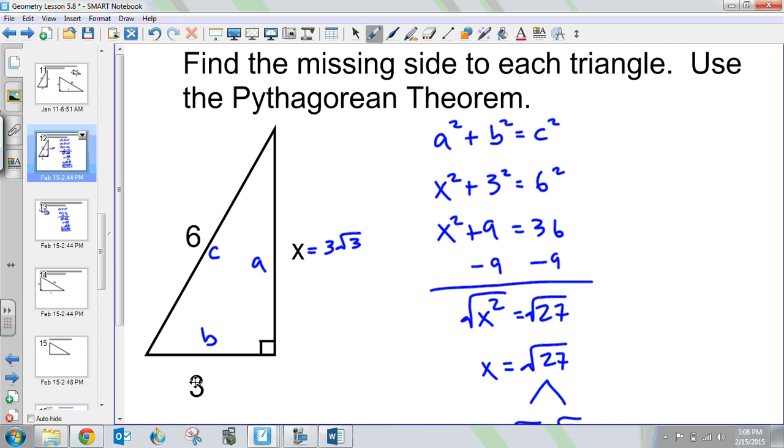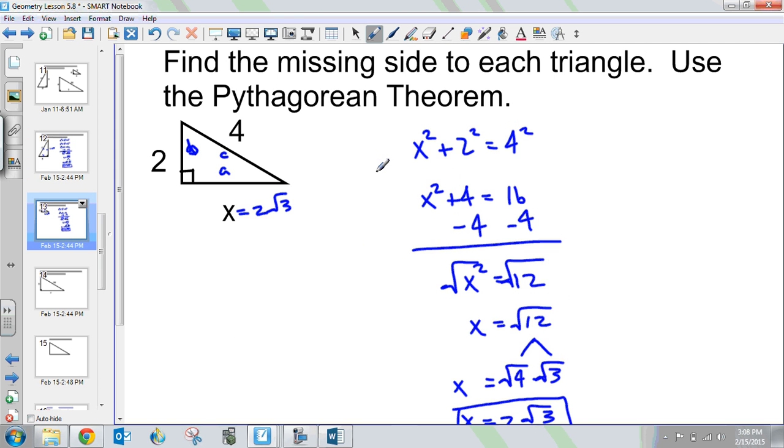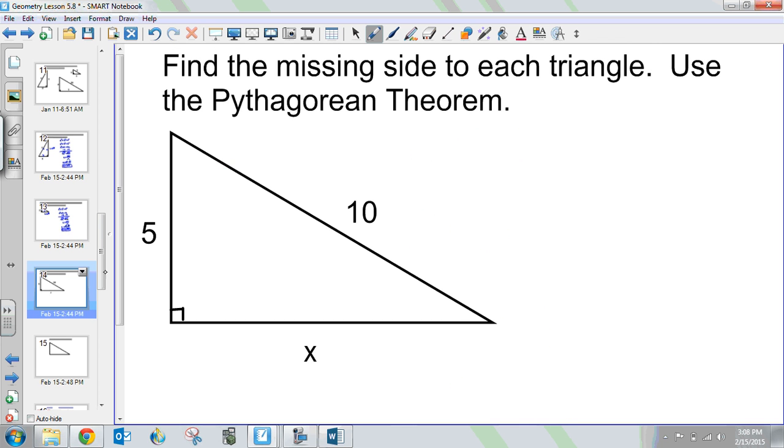I also noticed that 3 is half the size of the hypotenuse, so the hypotenuse is double this length. Okay, same thing here. This leg was 2. The hypotenuse was double that length, and so this side was 2 times the square root of 3. So I see that same thing here.